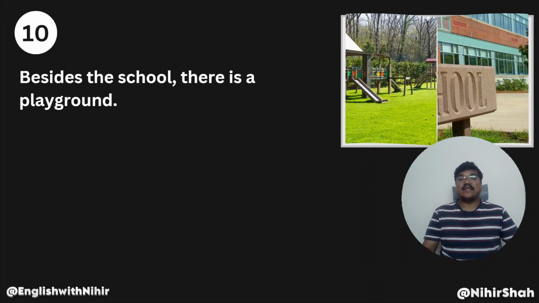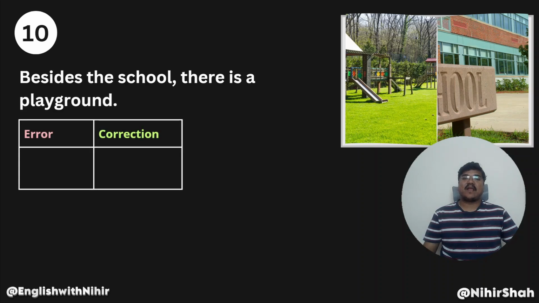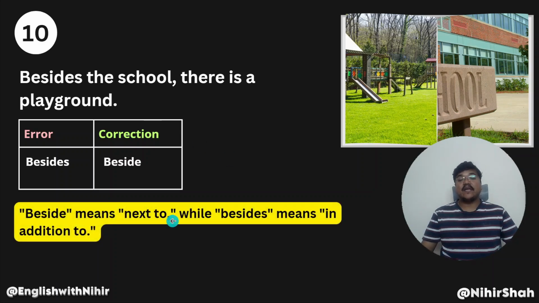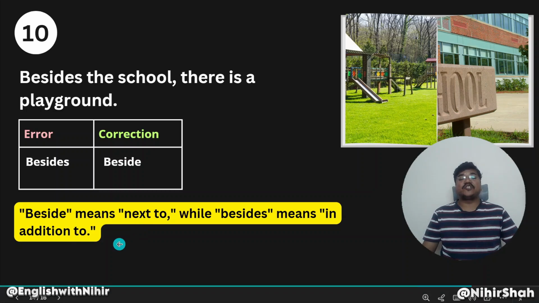Besides the school, there is a playground. What is correct and what is incorrect here? Can you find the error and correct it? The error is in the word besides. The correct answer is beside should come. Why? Beside means next to, while besides means in addition to.